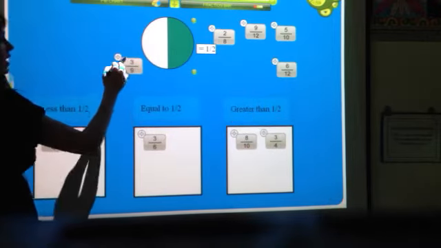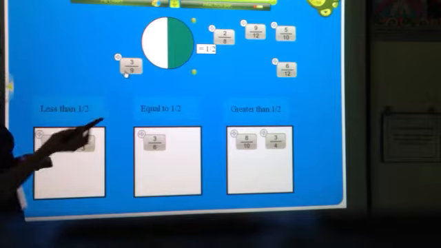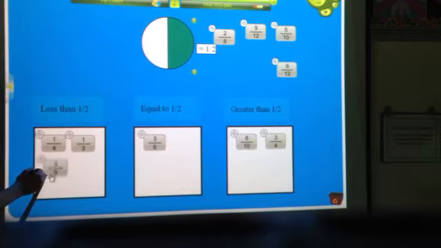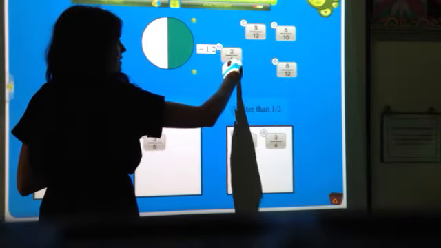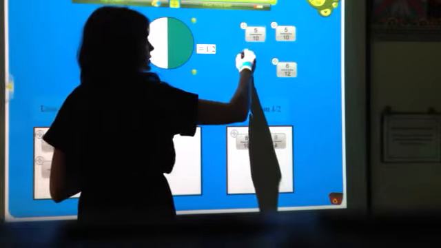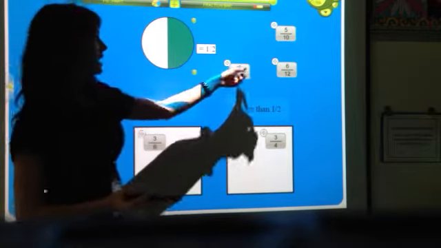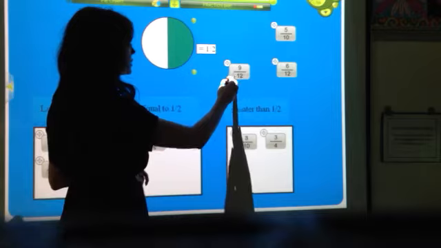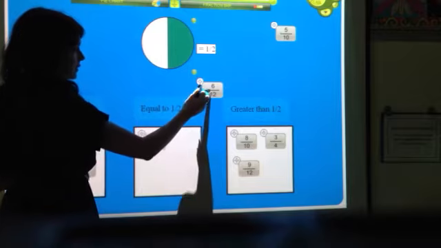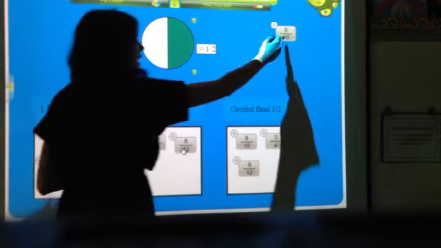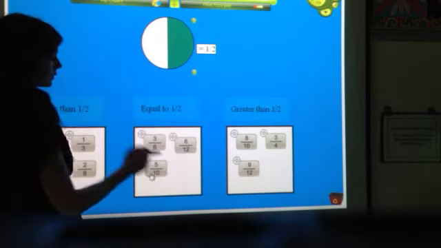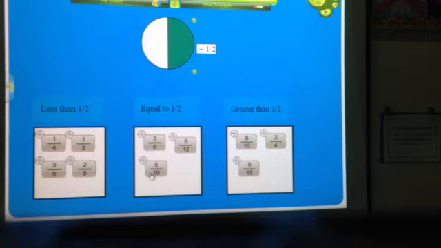3/9. We know that if we double 3, it would be 6, so this is going to be less than a half, since our denominator is larger. 2/8 is less than a half. 9/12. We know that half of 12 is 6, and since 9 is greater than that, we know that 9/12 is greater than a half. 6/12. 6 is half of 12, so that would be equal to a half. And 5/10. 5 is half of 10, so that would be equal to 1/2. So double check your work and make sure you have all of these in the right column.